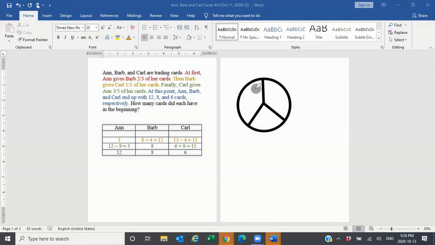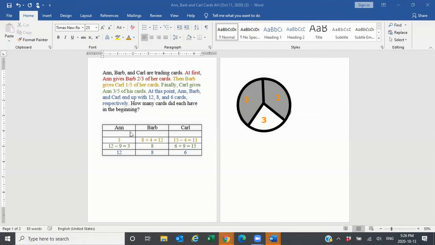Keep in mind that, of course, my shading will not be perfect. I just want to represent 2/3 in the shading. This seems fairly good. All right, now Anne is left with 1/3. She also has 3 cards left, so that means those 3 cards must be that 1/3. Let's write that. And of course, these thirds must also represent 3.